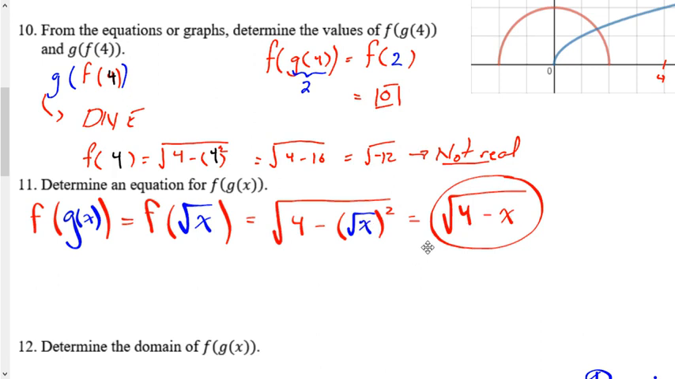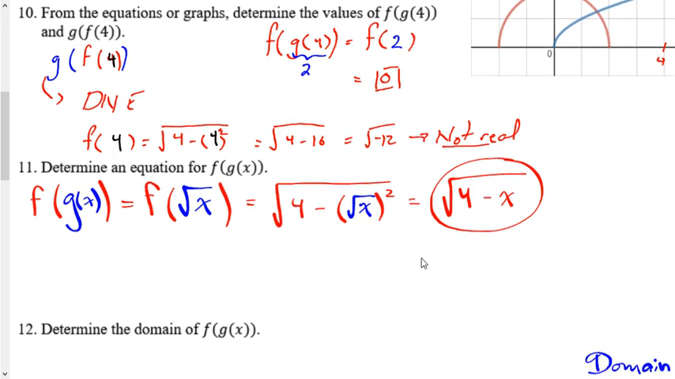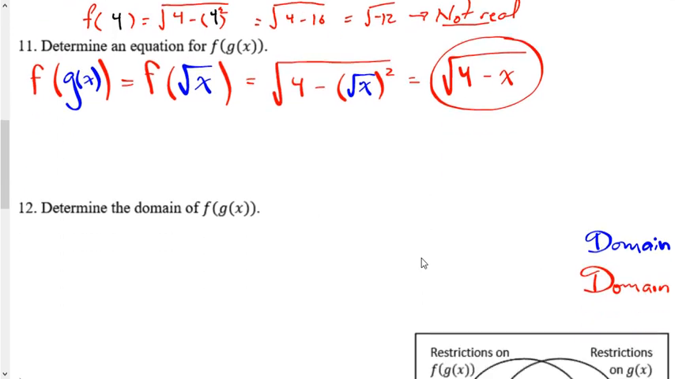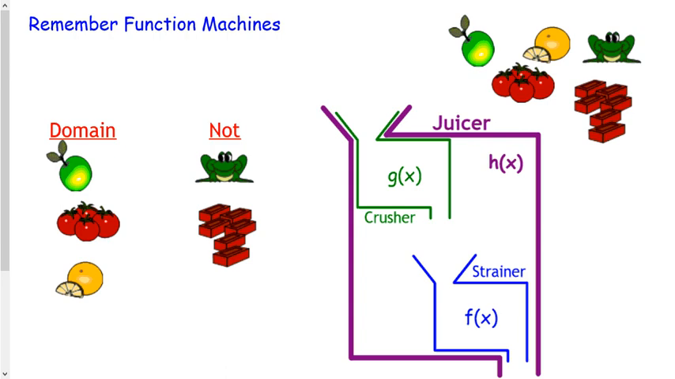Well, how about the domain? Well, let's begin. Again, I come back here. Remember, to figure out the domain, we need to look at this point. What can go into this g of x function? And then we need to look at this point. What is output that can actually go into this f of x function?